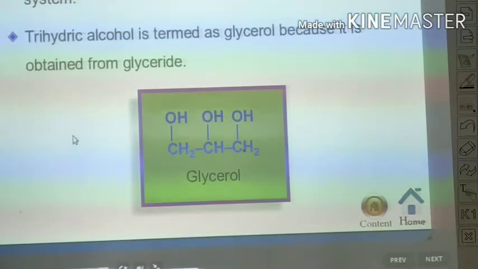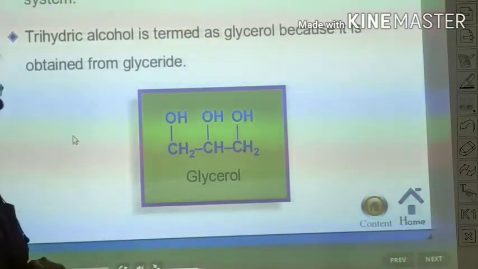Trihydric alcohols have no general rule in this system. Their name is glycerol because it is obtained from glyceride.